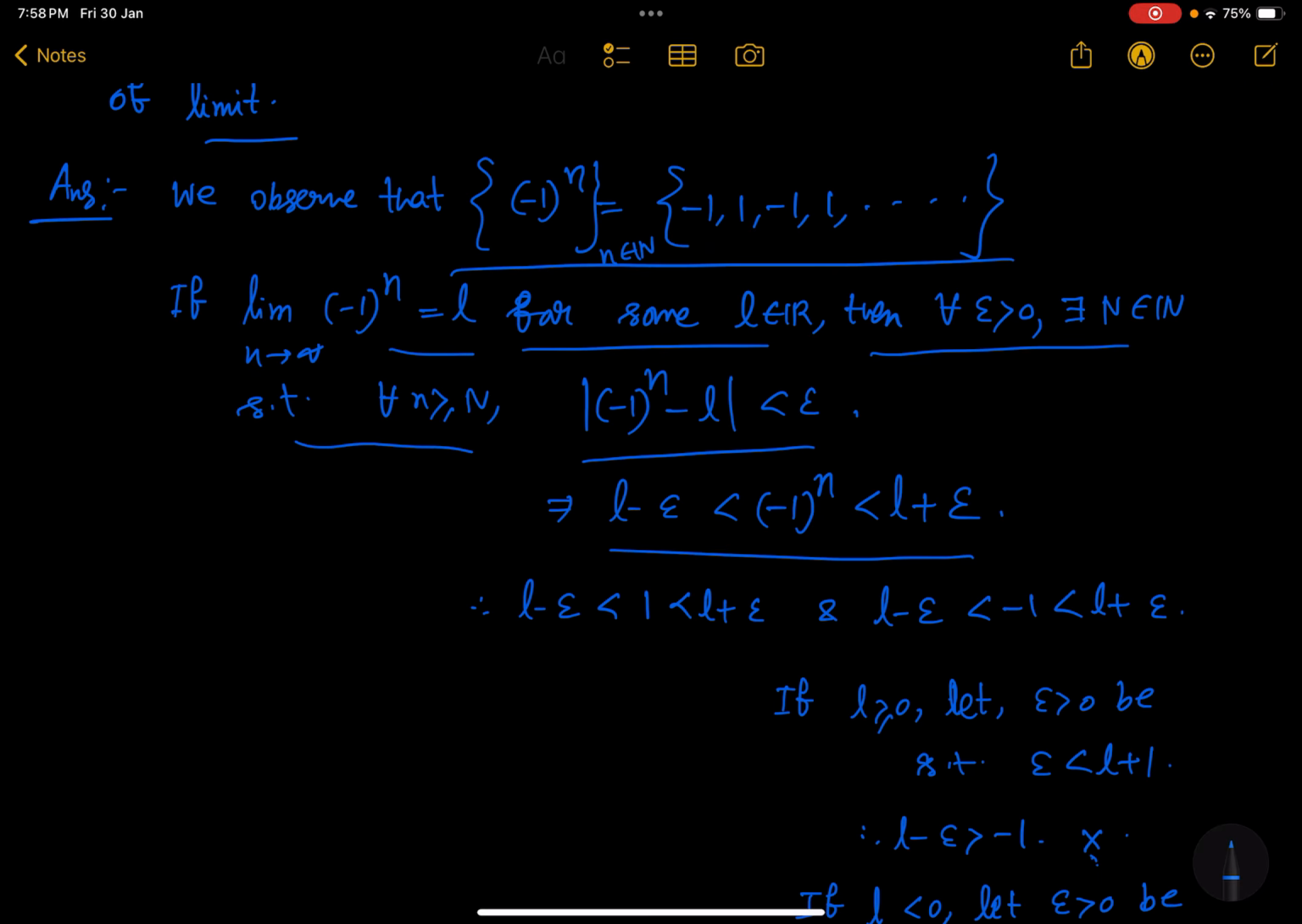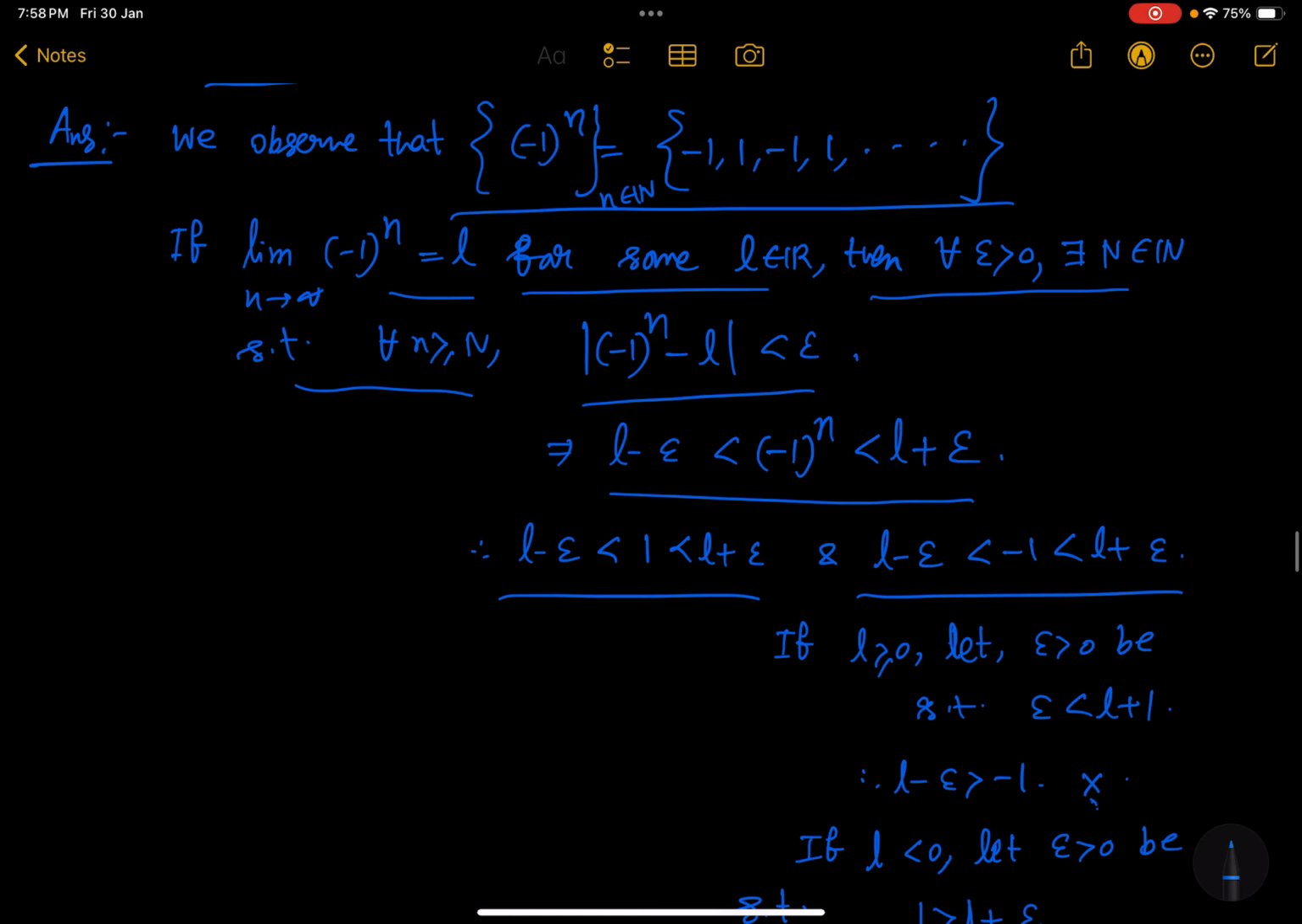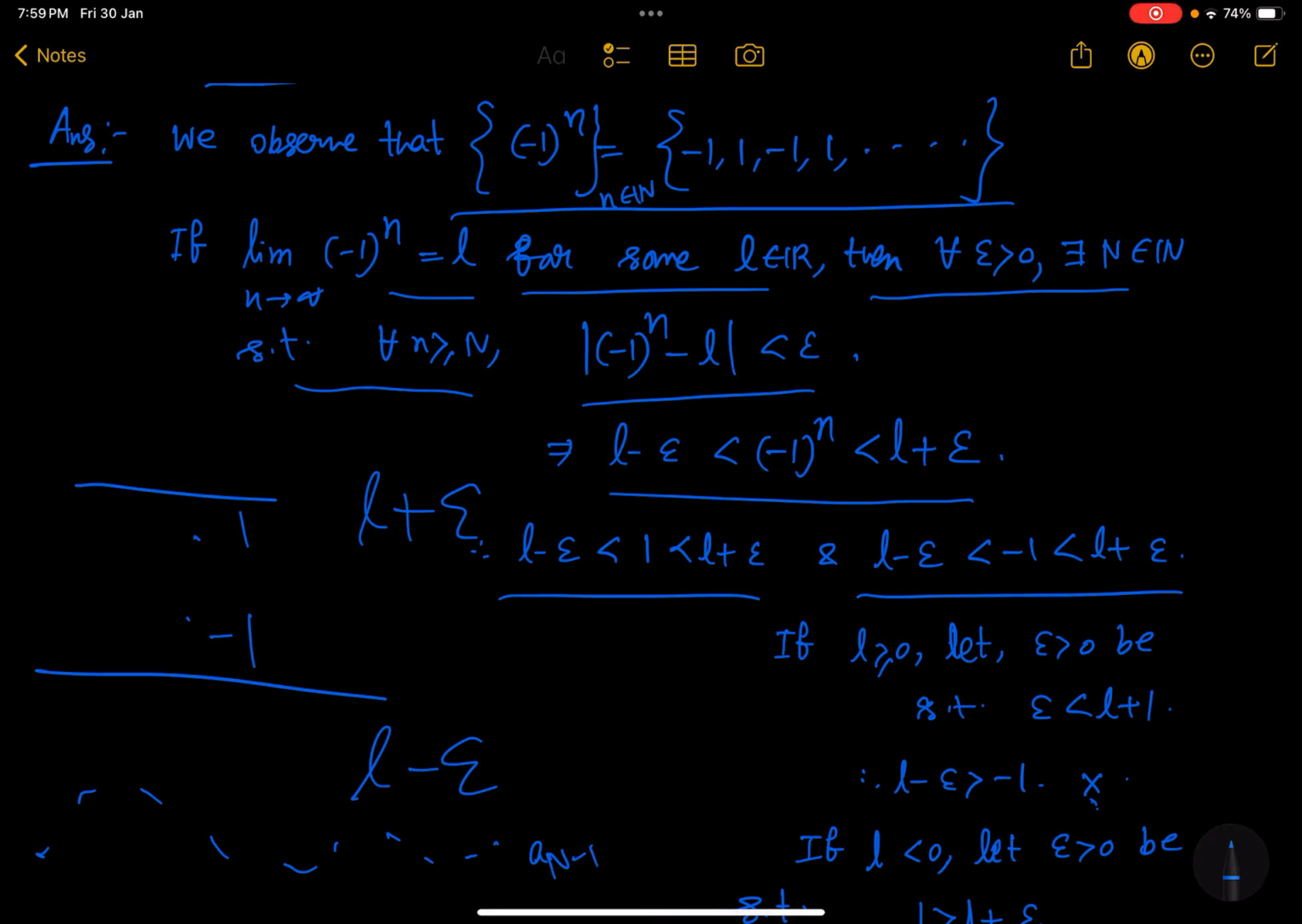So whatever capital N is, since this is oscillating, for n even it will be plus 1, for n odd it will be minus 1. So the values will be exactly like this for all n bigger than or equal to N. So if this is my interval, L plus epsilon and L minus epsilon, it will contain 1 and it will contain minus 1. For every epsilon positive, it will miss only some finite number of points up to a_{N-1}, and after a_N all the other elements are in this.